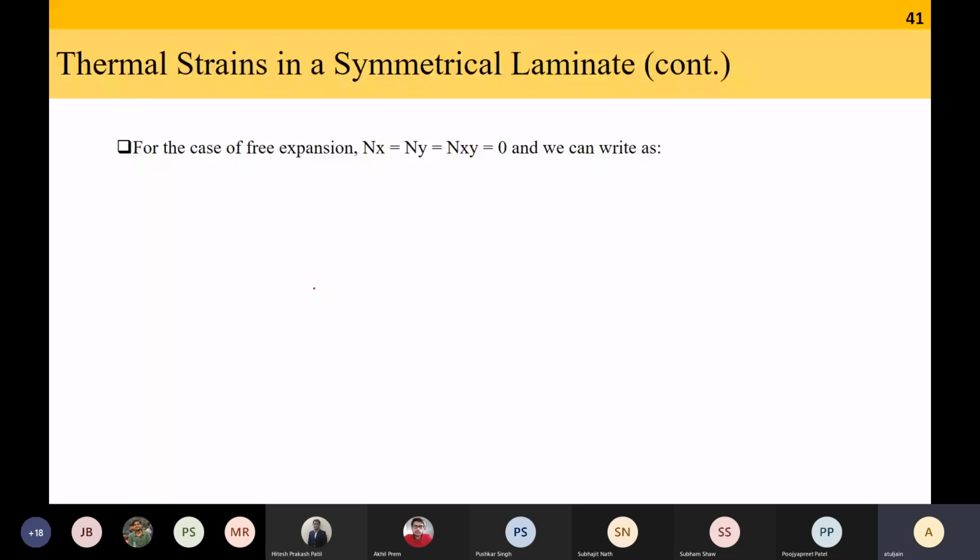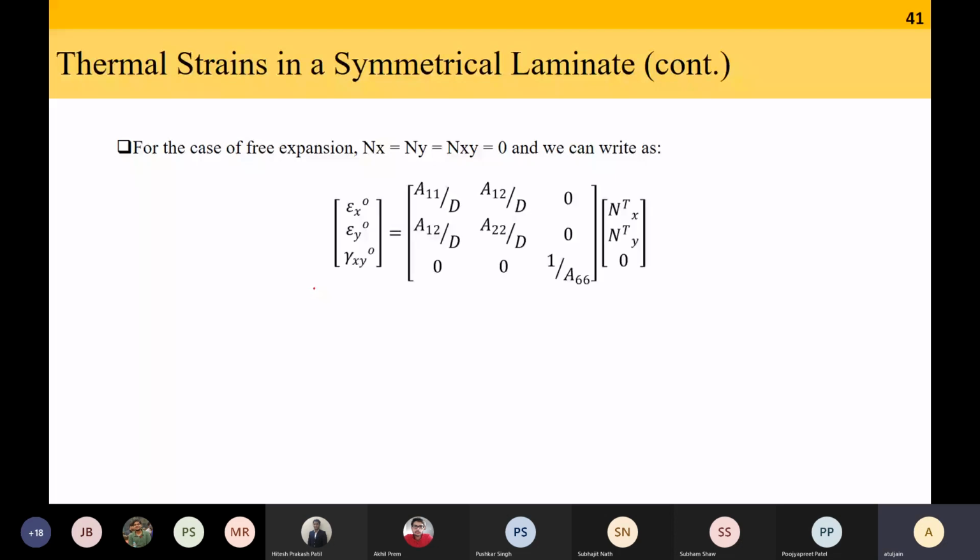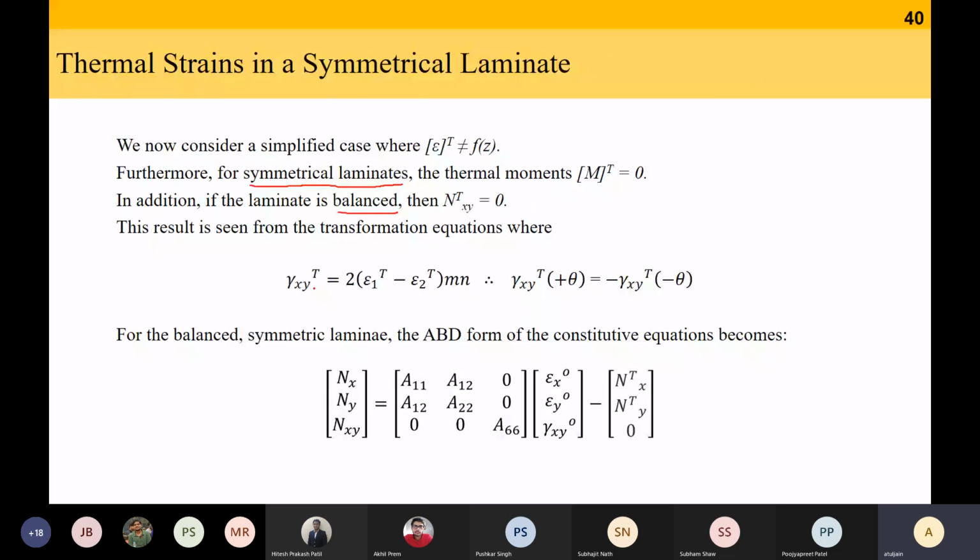For the free expansion case, when nx is equal to ny is equal to nxy is equal to 0, we can write it like this. So basically, let's go once. We are saying if my composite is allowed free expansion, it means no load is applied. So this will be equal to 0. Once that happens, we can write our equations like this.